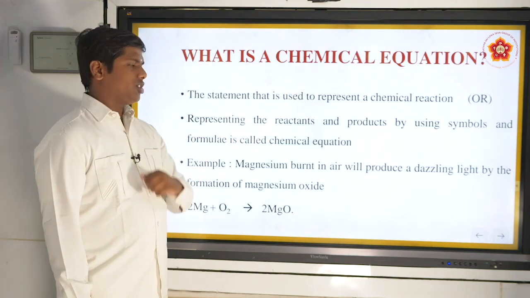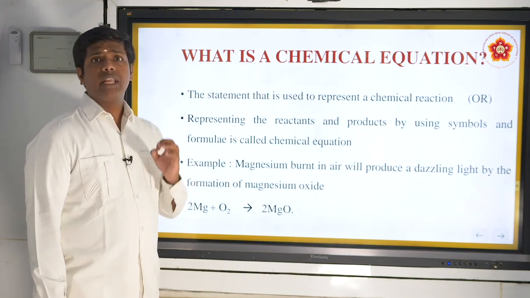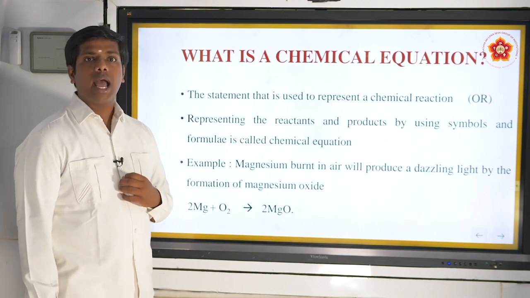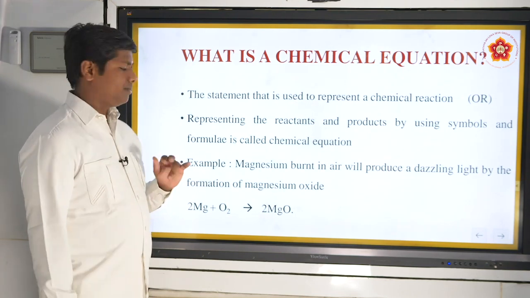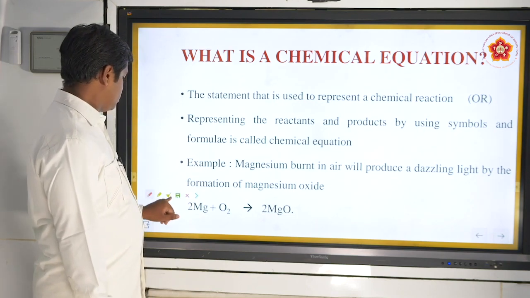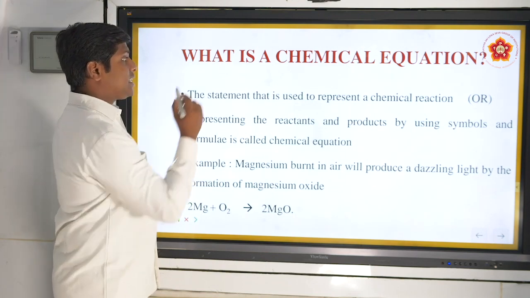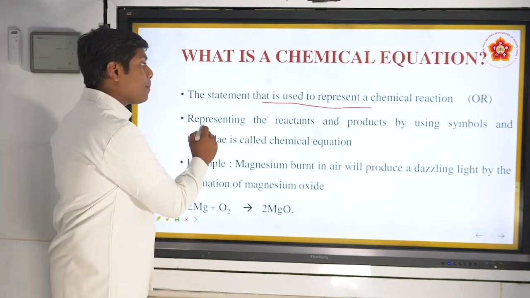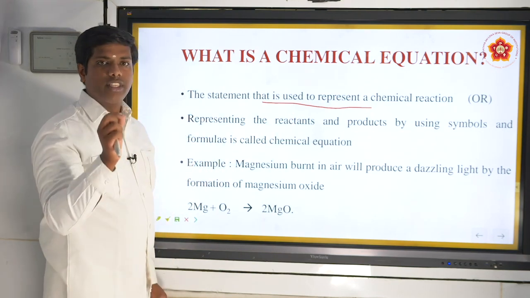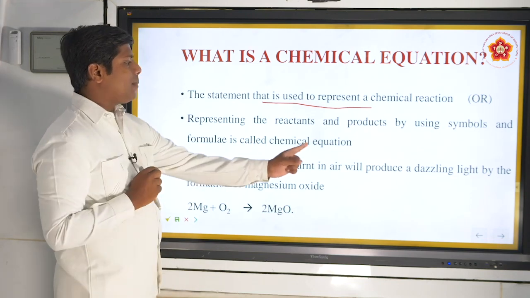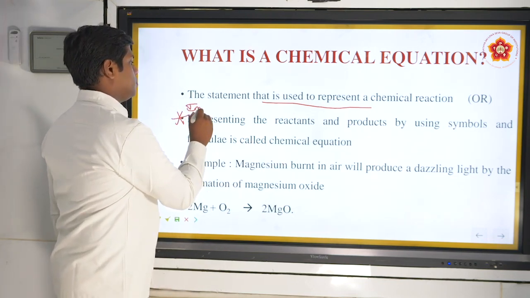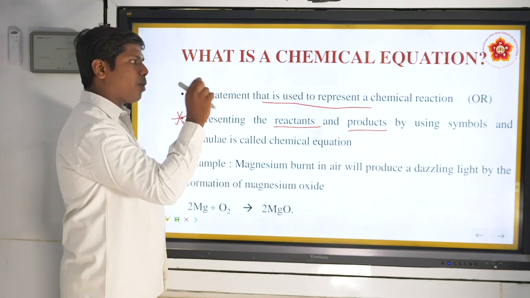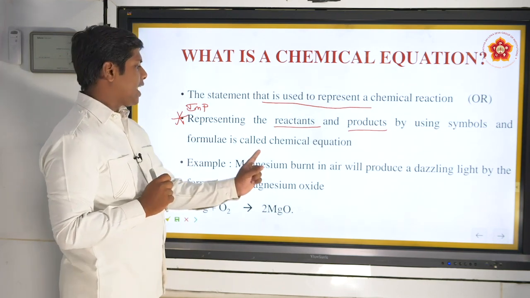What is a chemical equation? Most important topic, children. This is the most important and the most basic thing needed to write a balanced chemical equation. Please be careful and listen, very, very important. What is a chemical equation? A statement used to represent a chemical reaction is known as a chemical equation. Representing the reactants and products by using symbols and formulae is called a chemical equation.